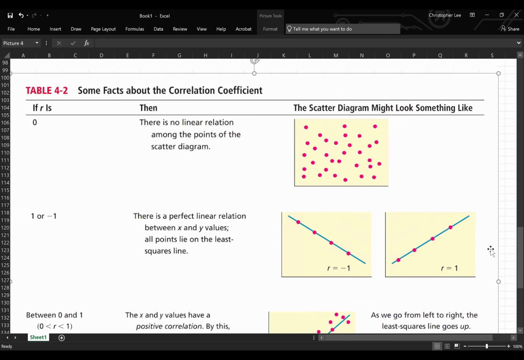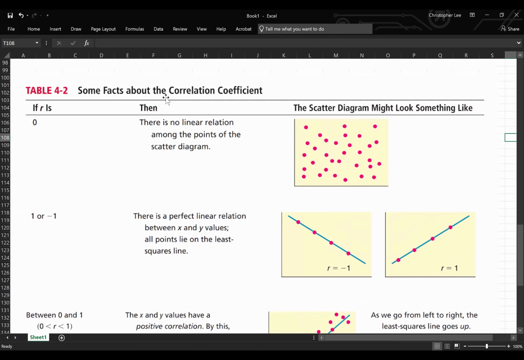So here are some facts about the correlation coefficient. If R is zero, then there is no linear correlation among the points of the scatter diagram. It's going to be dots all over the place, and you cannot clearly tell whether it is positive or negative.